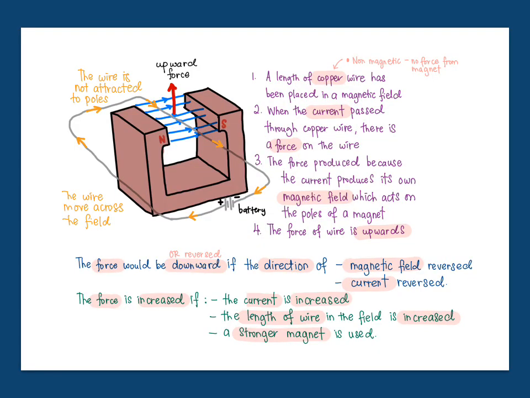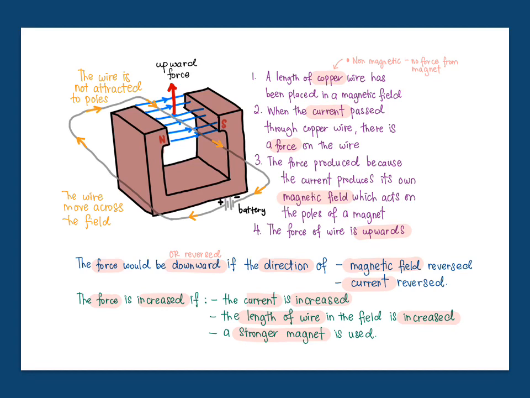Okay, so here is the working principle of magnetic force on a current. Apa maksud dia? So, magnet ni dia ada daya untuk menggerakkan sesuatu bila ada current. Okay, so macam mana? Kita tengok explanation dia. So, the first one, a length of copper wire has been placed in a magnetic field. Kenapa kita guna copper? Ingat lagi tak? Sebab copper tu non-magnetic material. So, dia takkan ada force from the magnet. So, dia takkan tertarik kepada north ataupun south pole.